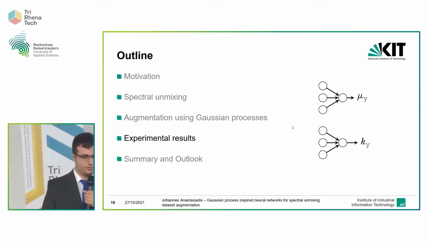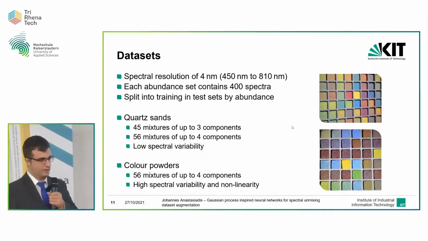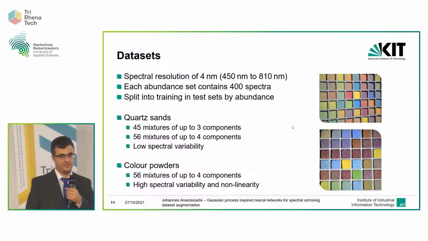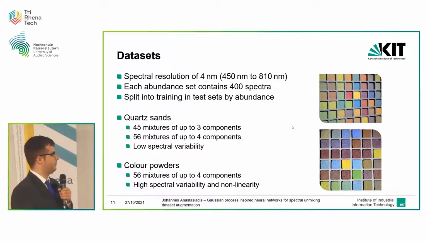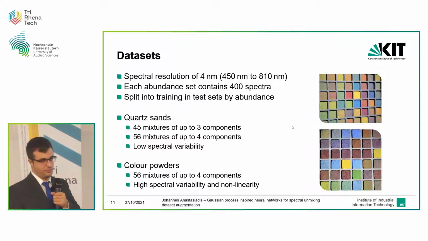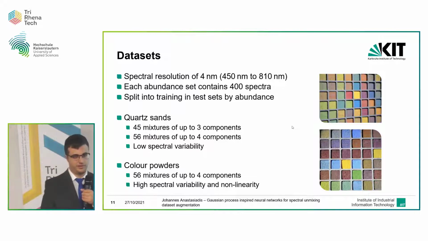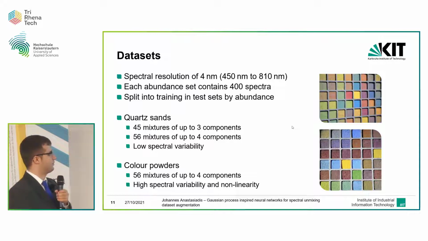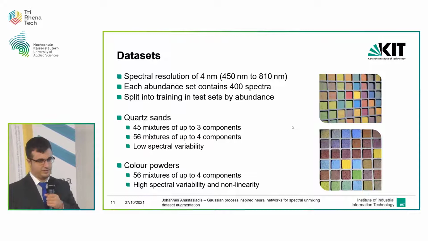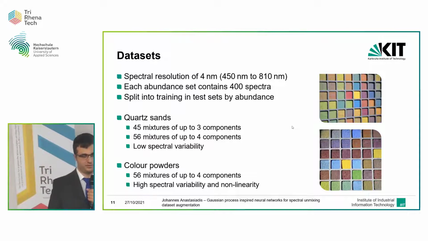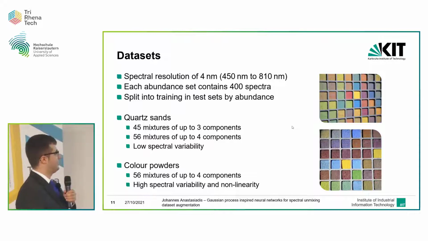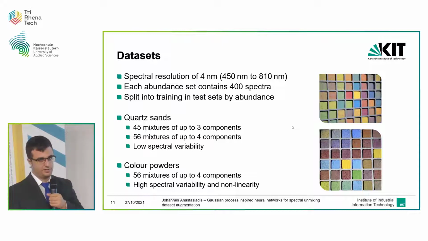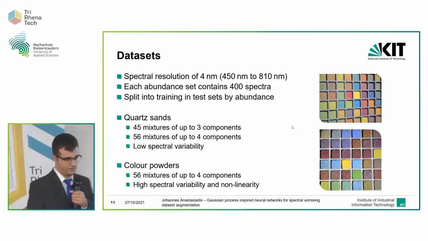Now I want to come to the results. First of all, I want to introduce the data sets. We captured them in our own image laboratory because we wanted to know the abundances as exactly as possible. The spectral resolution is 4 nanometers, which ranges in this range. It's mostly the visible spectrum. For each abundance vector, we have 400 spectra. That means that each of those boxes has approximately 400 pixels.